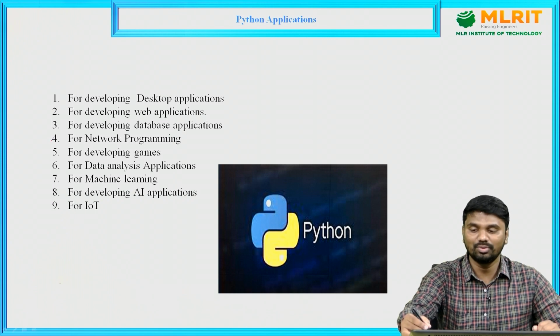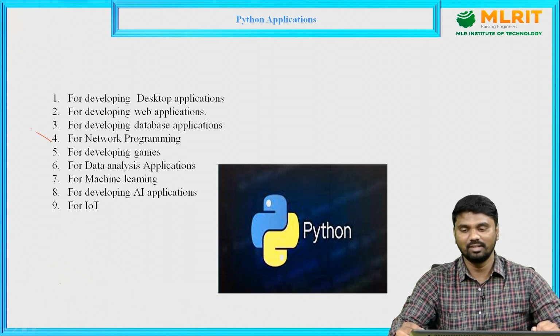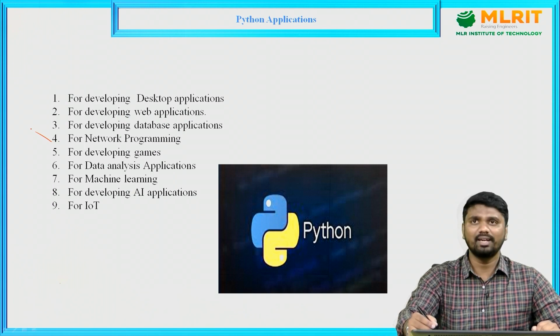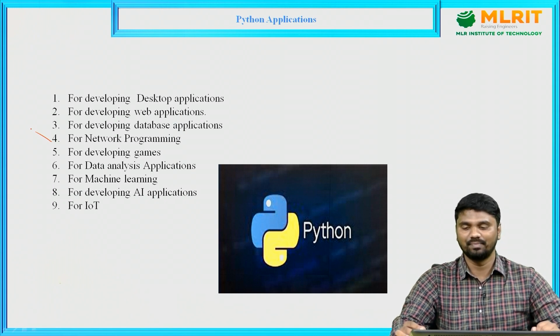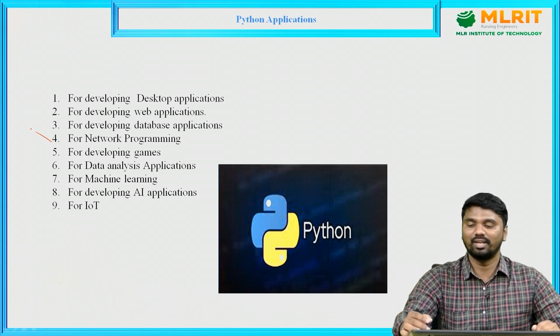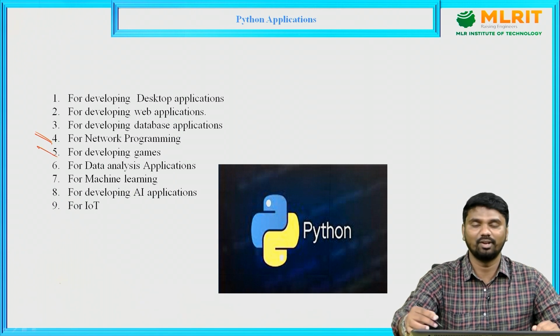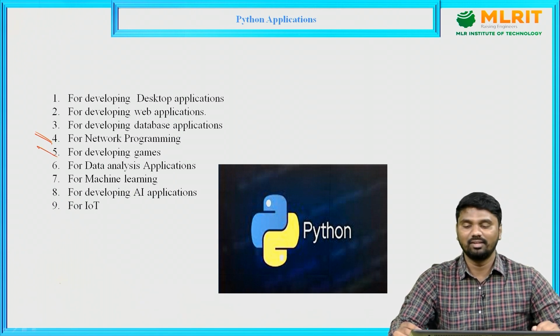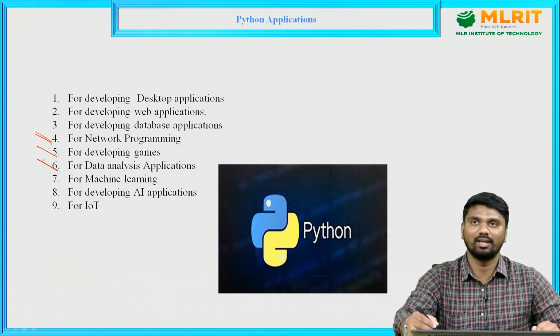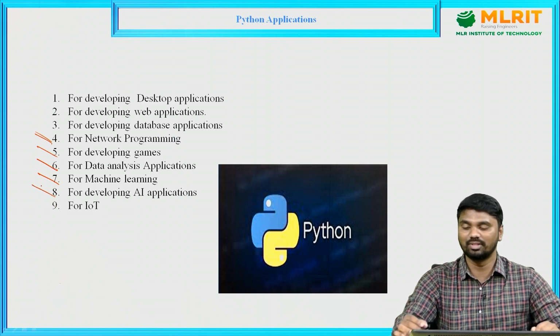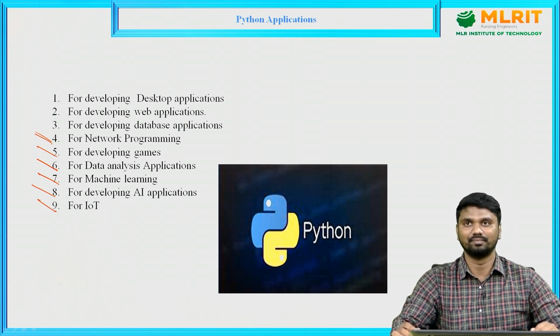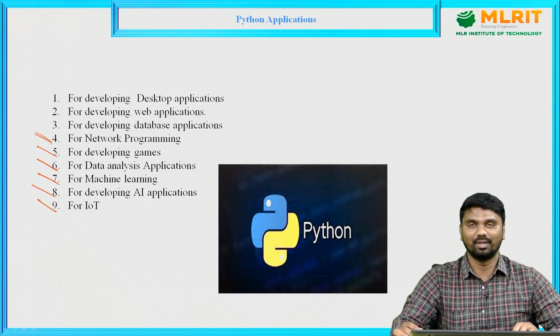We can also use Python for network programming. In networking, whenever we send data, it is divided into packets, and the packets reach the destination address. How this is done is totally programmatic, so for that type of thing we can also use Python. We can even use it for developing games. Mainly, Python is so popular because we can use it for data analysis applications, machine learning applications, developing AI applications like ChatGPT and AI tools, and even for IoT, that means Internet of Things. So those are the Python applications.